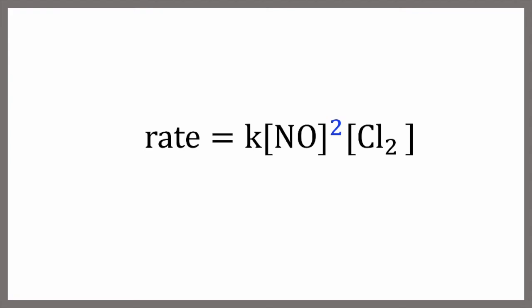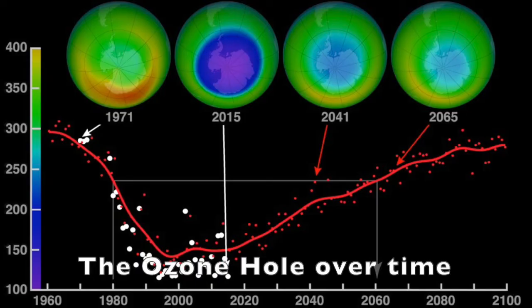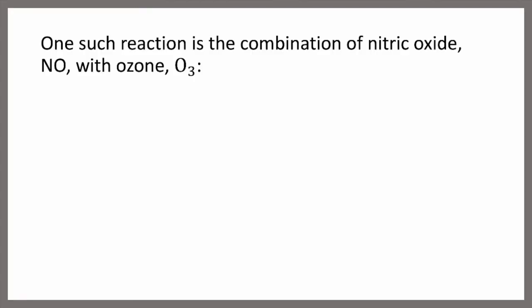Here's another example. Ozone in the upper atmosphere is depleted when it reacts with nitrogen oxides. The rates of the reactions of the nitrogen oxides with ozone are important factors in deciding how significant these reactions are in the formation of the ozone hole over Antarctica. One such reaction is the combination of nitric oxide, NO, with ozone, O3. And note that nitric oxide is another name for nitrogen monoxide. Here's the chemical equation.